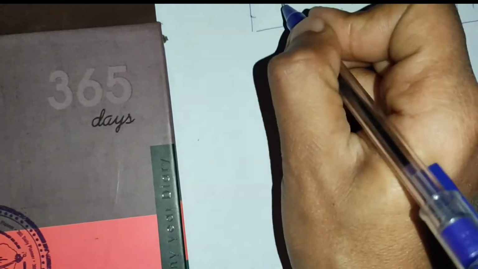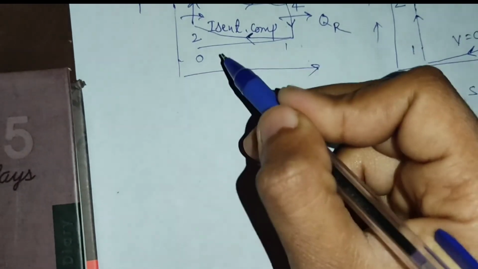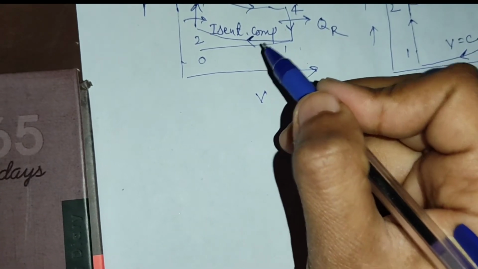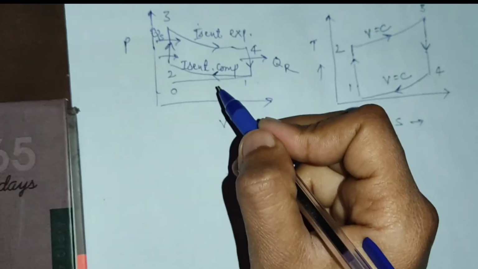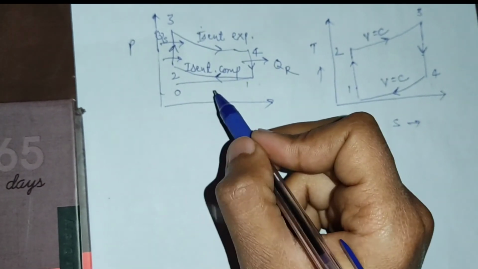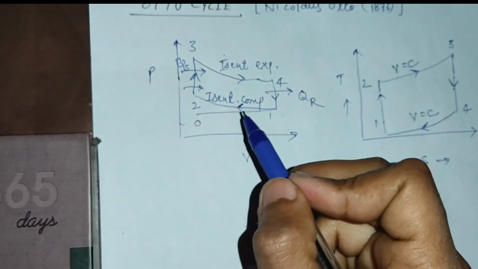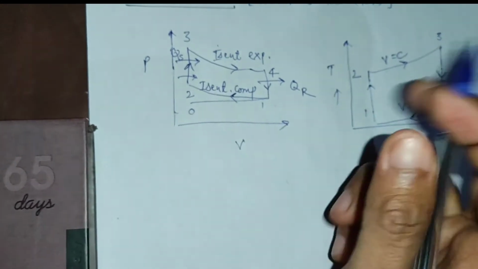Here 0 to 1 and 1 to 0 are the suction and exhaust processes, and these are insignificant when the engine operates at full throttle. So these two processes, exhaust and suction, will be nullified.